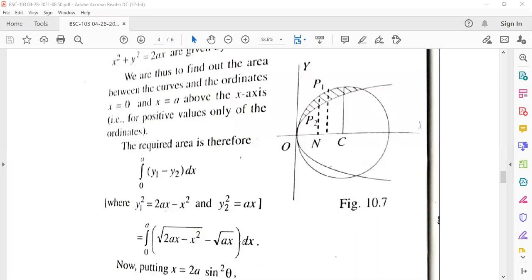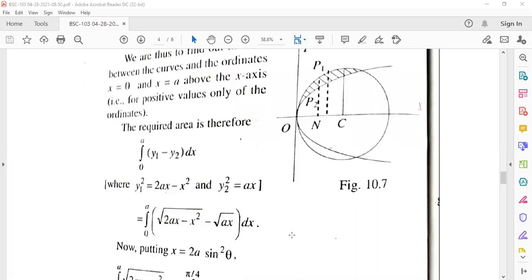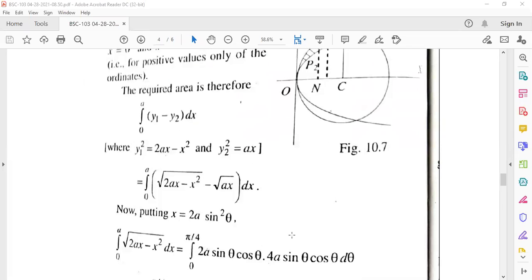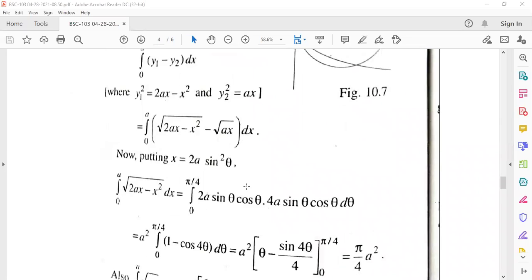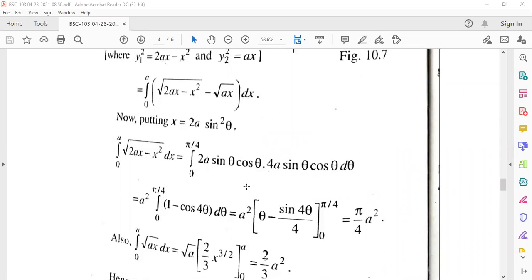We are putting this value. And along the x-axis we are taking the integration, so dx is the operator and it is 0 to a. Now putting x equal to 2a sin square theta to substitute in the integration, it is given there. Now look at the integration.